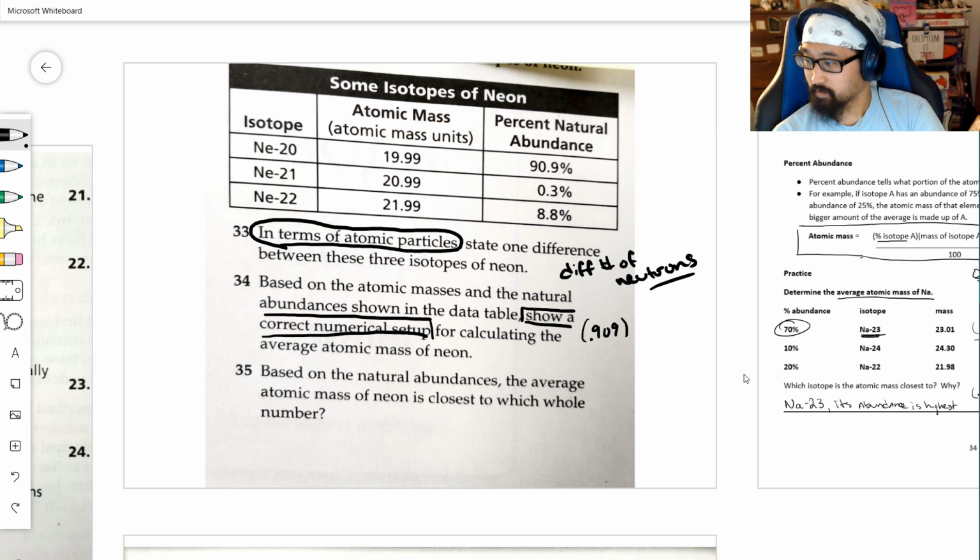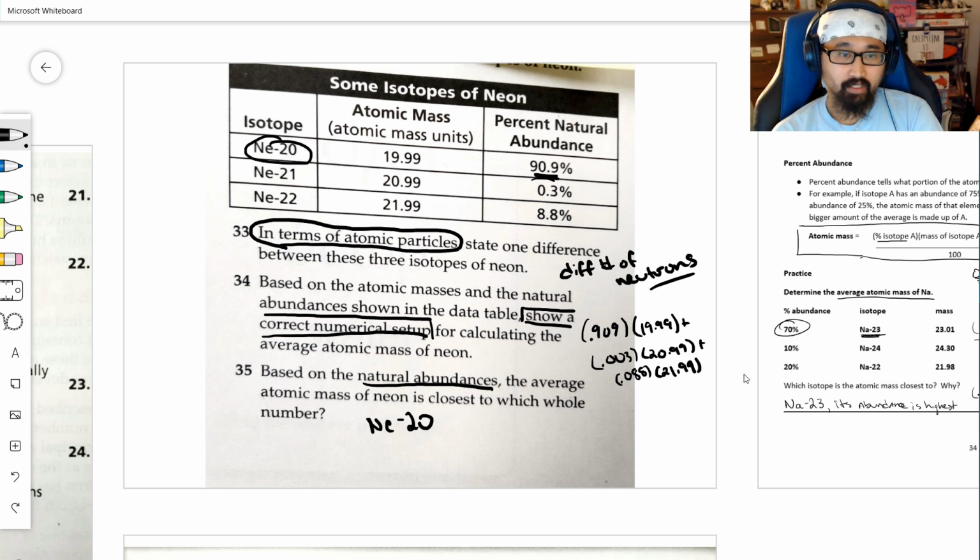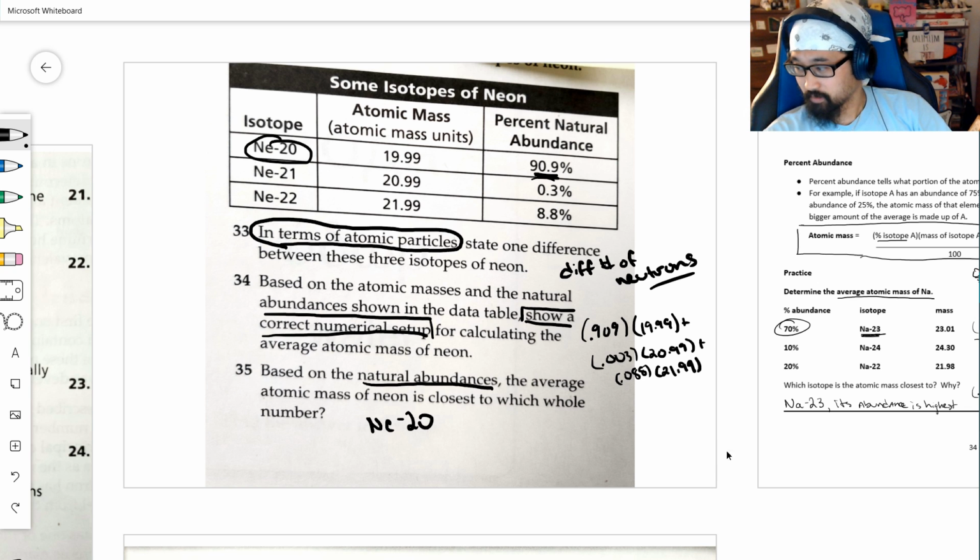0.909, there's my abundance, times 19.99 plus 0.003 times 20.99 plus 0.088 times 21.99. There's my setup. And then based on the abundance, what's it closest to? Well, I have this 90.99, so it's closest to neon 20. And this should look basically just like what we did here, other than this number 33.